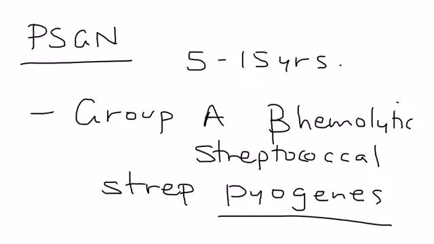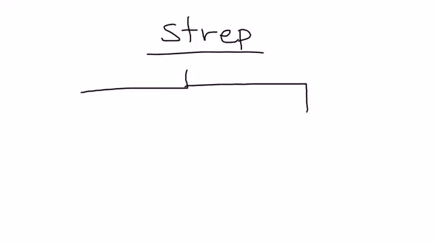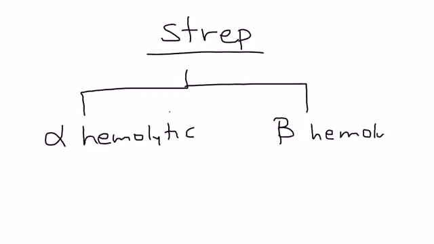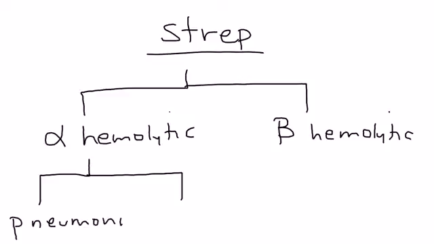Now, you might be a little confused by all this Group A beta hemolytic. What is that all about? Well, without going into too much detail, because it's not really a pharmacology lecture, I'm just going to illustrate that there's a few categories of streptococcal pathogens. There's alpha hemolytic, and there's beta hemolytic. And when you take this pharmacology course, you'll understand all of these terms. But right now, I just want to show you the classifications.